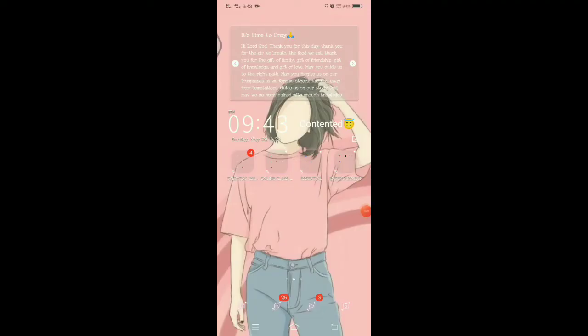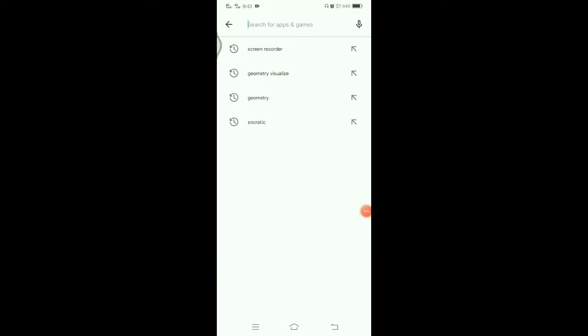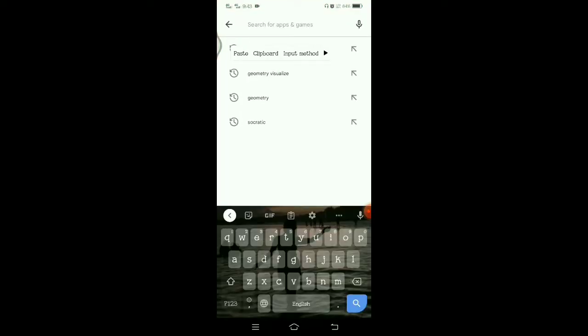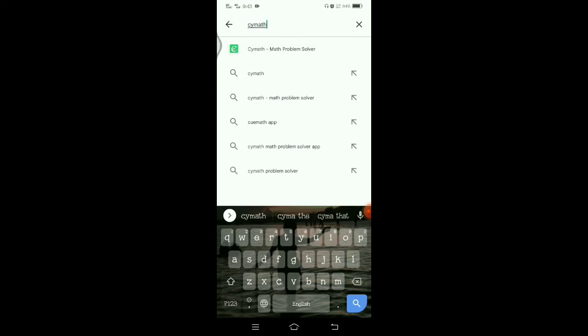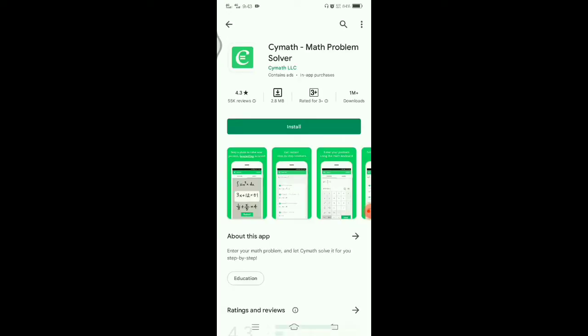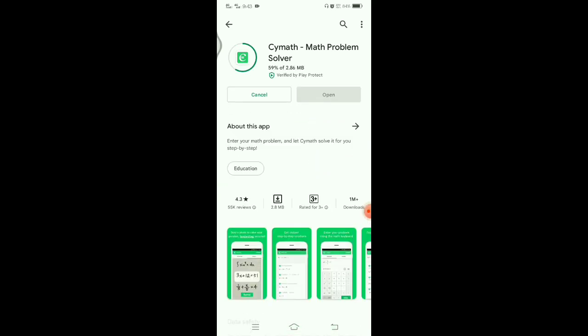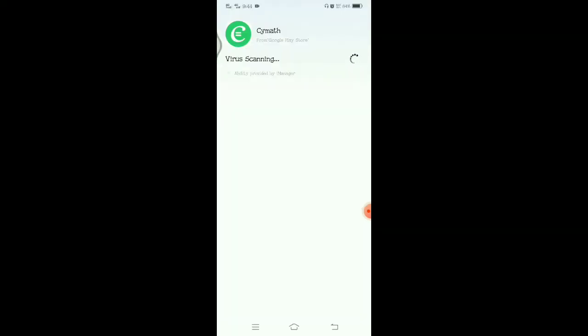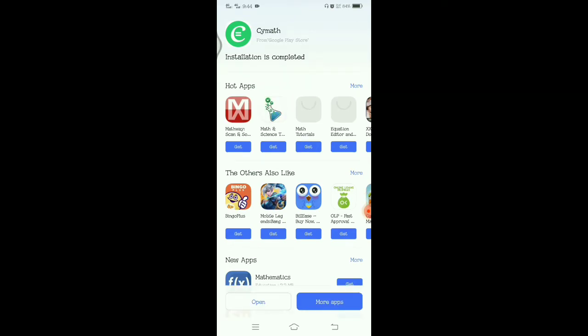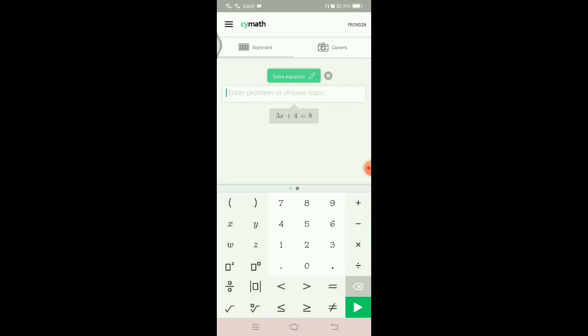Hi, so the first thing we need to do is go to our Google Play Store and type CyMath. And then there it is, CyMath Math Problem Solver. We need to install this one. So it's now installing. It is also verified by Play Protect on our Google Play Store. It has completed now. Okay, let's open the app. As you can see, this is the app. So this is CyMath.